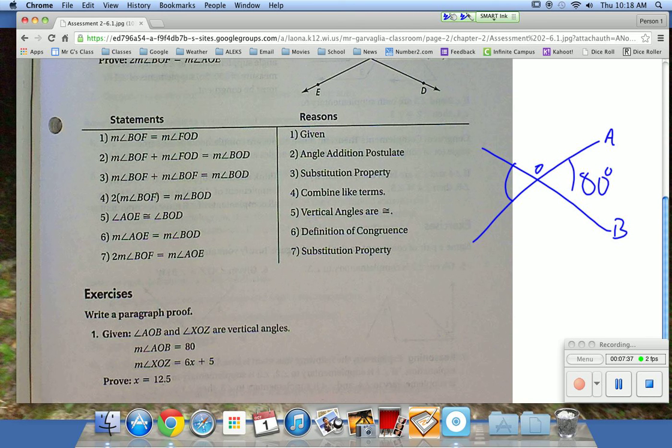And we know that XOZ right here is really what? 6x plus 5. You have to do it in a proof, though. You have to show that x equals, in a proof type way, which is really doing what? Explaining what each one of your steps are in doing this equation.